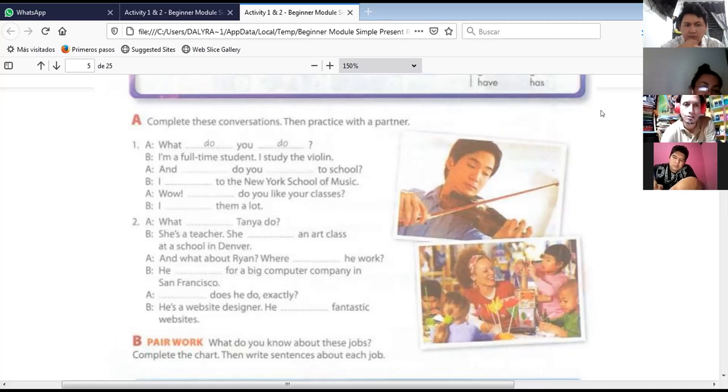What does Tanya do? She's a teacher. She... ¿Qué es ella? Teacher. Pero entonces, ¿qué es lo que falta ahí? She is. What's the action a teacher does? If a taxi driver drives a car or a taxi, a teacher... Teaches. Exactly. Teaches another class. Where?